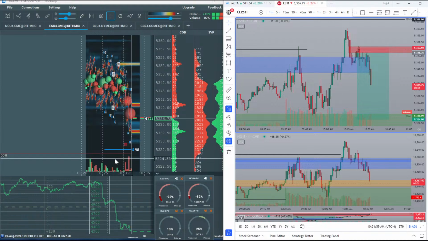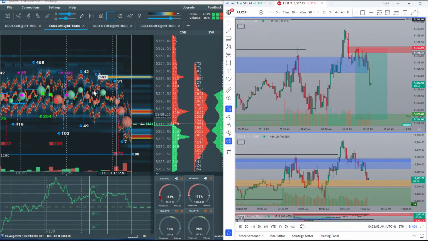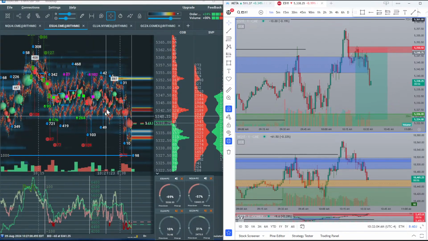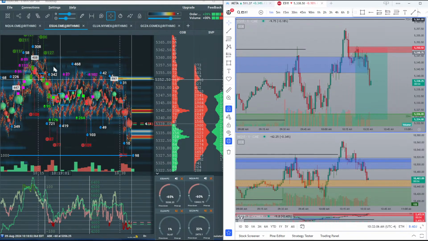Way down here. Way where that original iceberg is. Look at the selling. You could zoom out on Bookmap and you could see how the selling pressure is building up. Really good stuff.